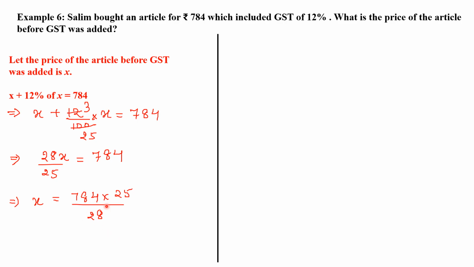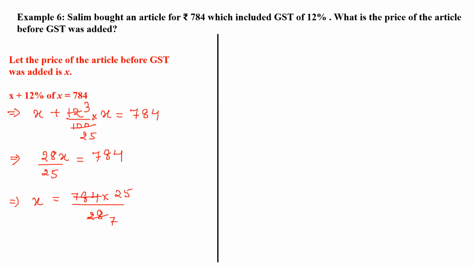I know the divisibility rule of 4, that if the last 2 digit is divisible by 4, the complete number will be divisible by 4. So 84 is divisible by 4. So it will be 784 is also divisible by 4. And I know that in 4 table 28 comes, right? So I can use 4 table. 4 times 7 will give me 28.